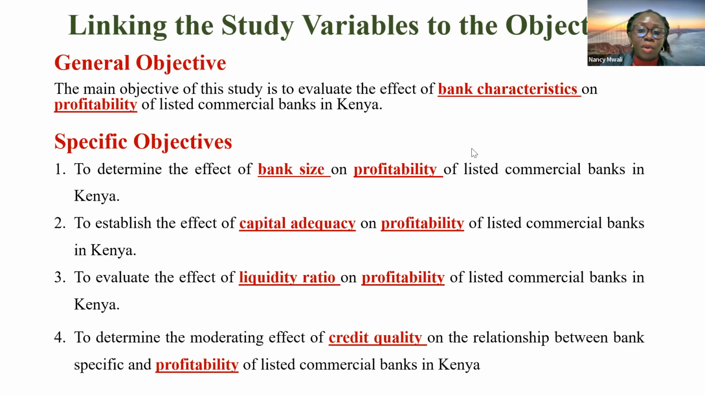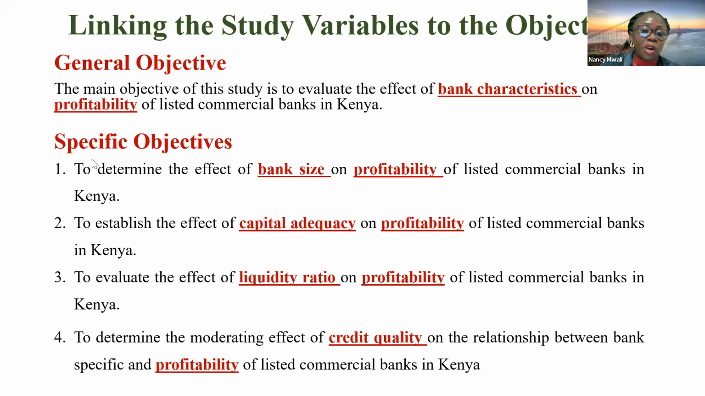Because we're talking about variables, we'll focus on bank characteristics and profitability. Remember earlier, we already fleshed out the constructs of bank characteristics. We have 3: bank size, capital adequacy, and liquidity ratio, or liquidity. So these are some examples of how you can formulate your specific objectives, to ensure that your constructs are consistent with your topic as you had identified them earlier.